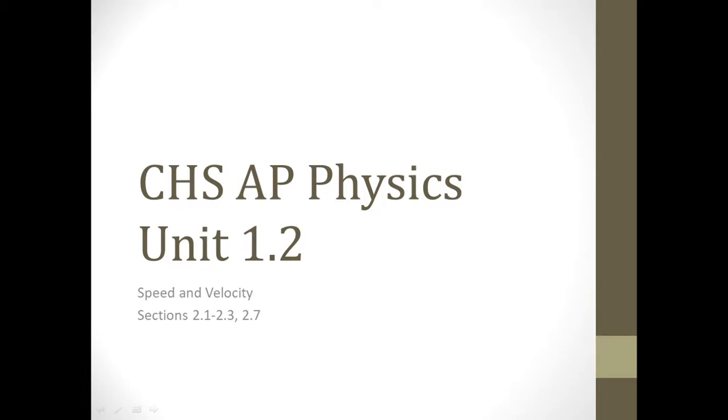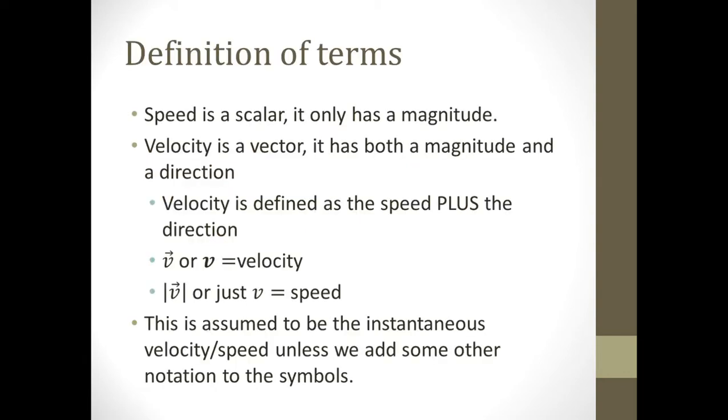Welcome to Unit 1.2. We're going to talk a little bit about speed and velocity here today. So to do that, we need to make sure we know all of our terms. When we talk about speed in physics, it's a scalar. It doesn't have direction. It's simply how fast you're going. So speed is a scalar quantity, like the number of miles per hour or meters per second.